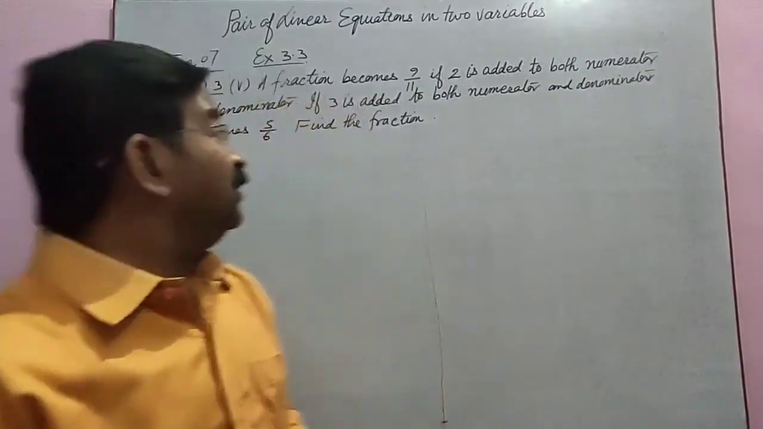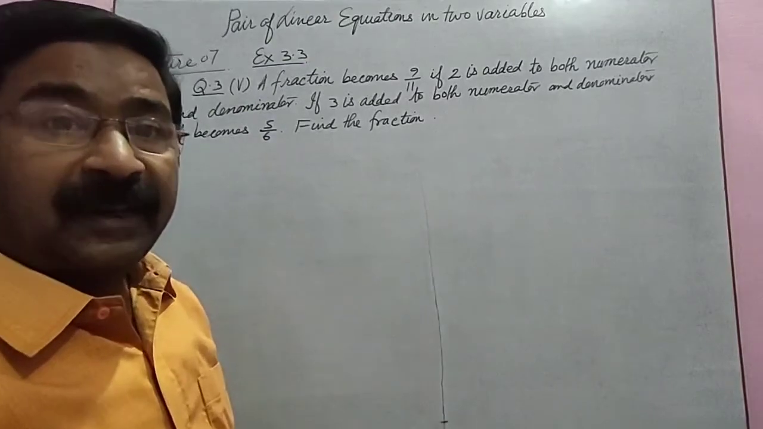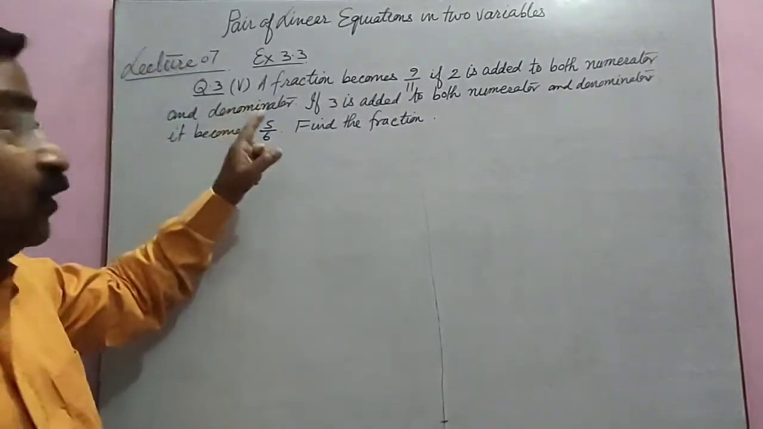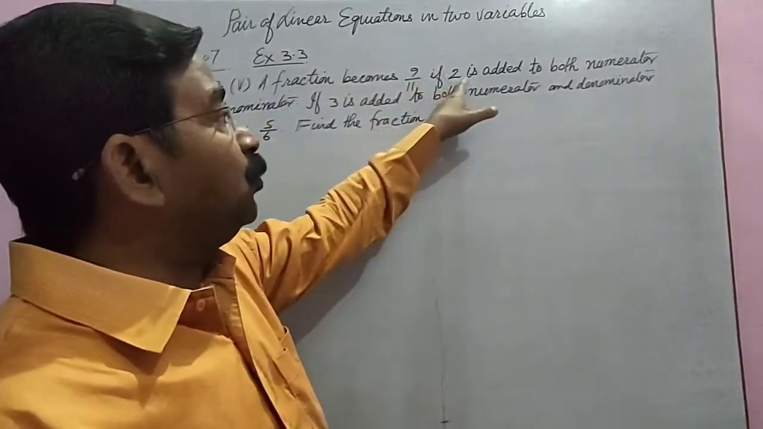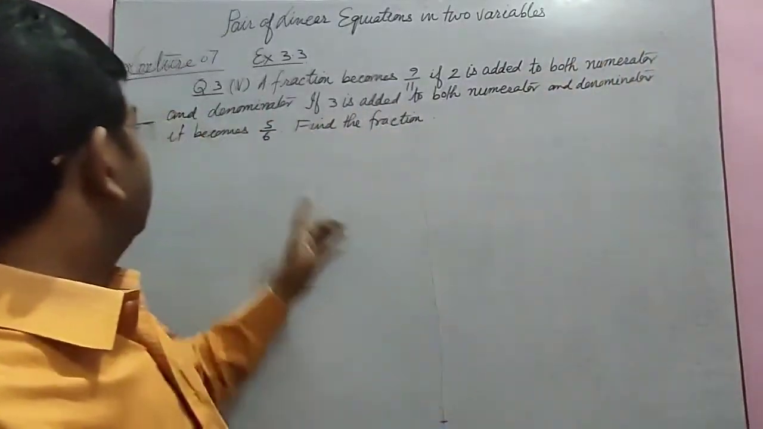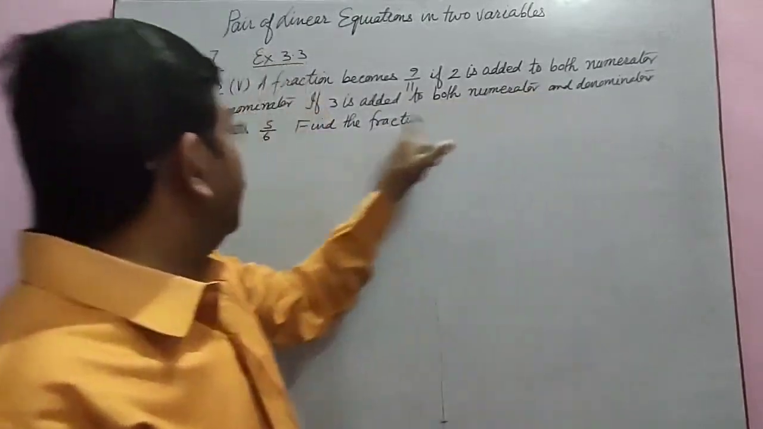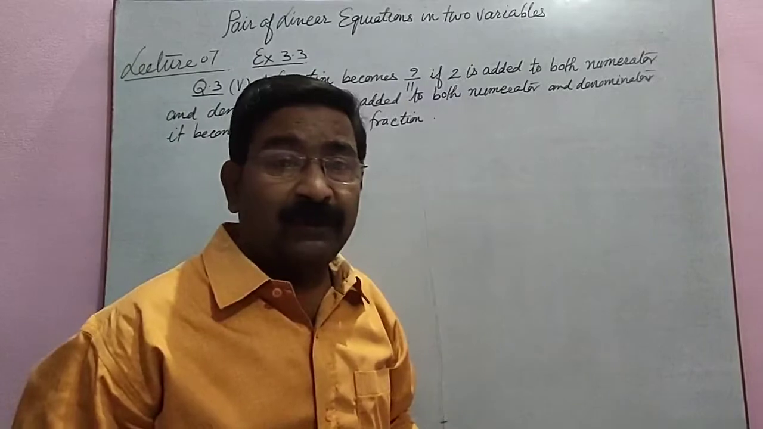Now in the same question, the fifth part is again a very important question. It has been asked several times in question papers. I am reading the question. A fraction becomes 9 upon 11 if 2 is added to both numerator and denominator. If 3 is added to both numerator and denominator, it becomes 5 upon 6. Find the fraction. Very simple question.